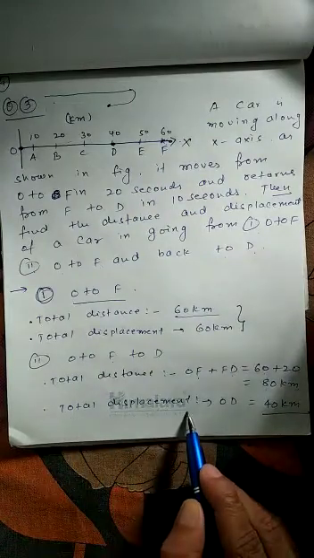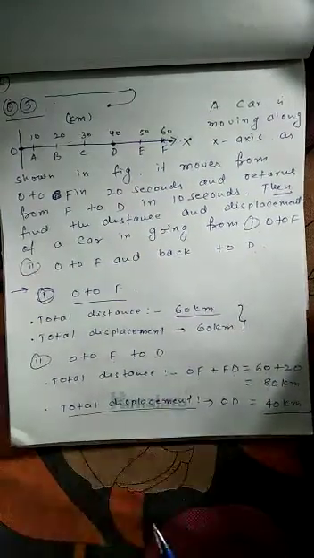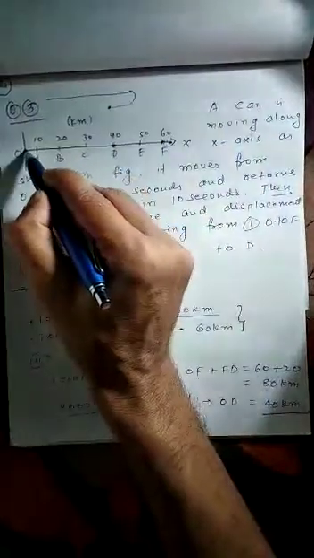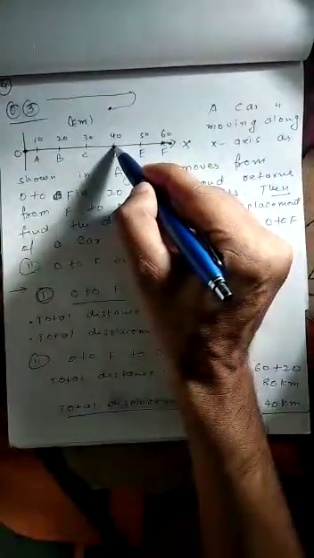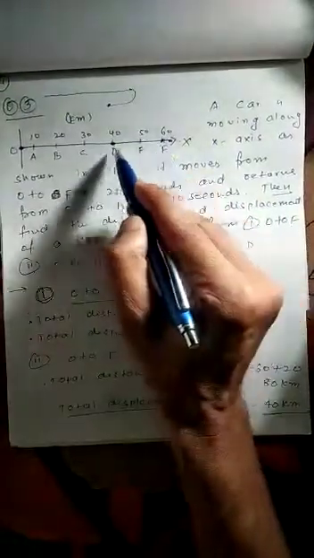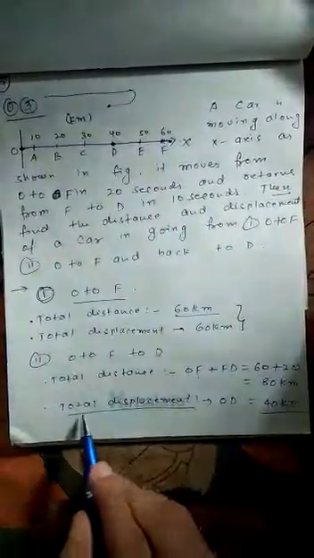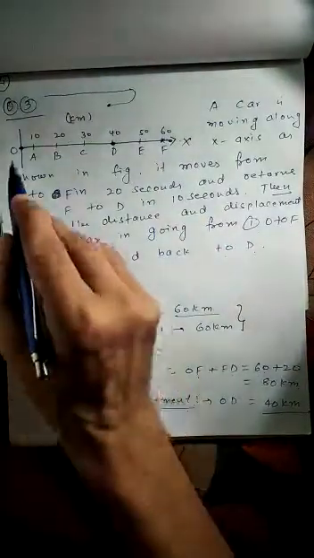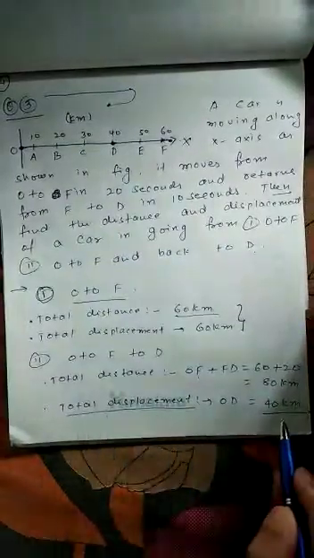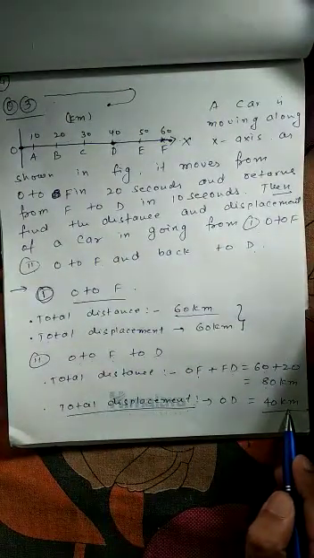Now total displacement. What we have discussed earlier. How to find displacement? Simply join initial position and final position. The initial position of car is what? O. Final position of car is what? D. O, F, D. It went from O to F, then from F where is it? D. So final position is what? D. So total displacement is what? OD. How many kilometers is OD? 40 kilometer. So total displacement is equal to 40 kilometer. Thank you very much.